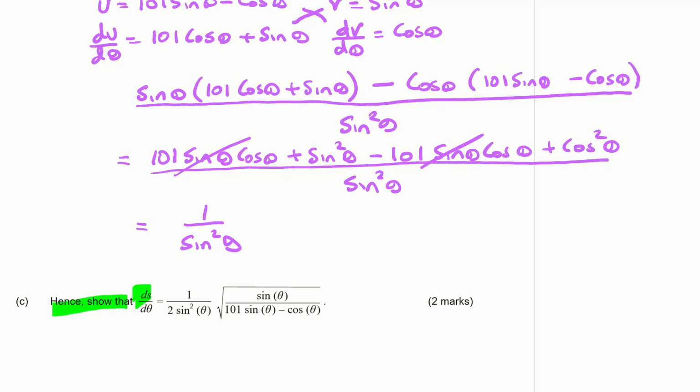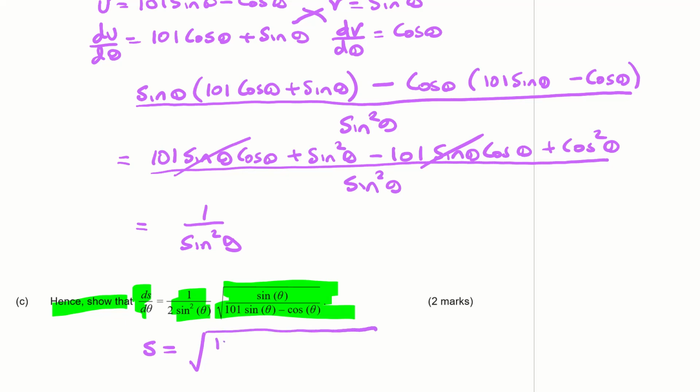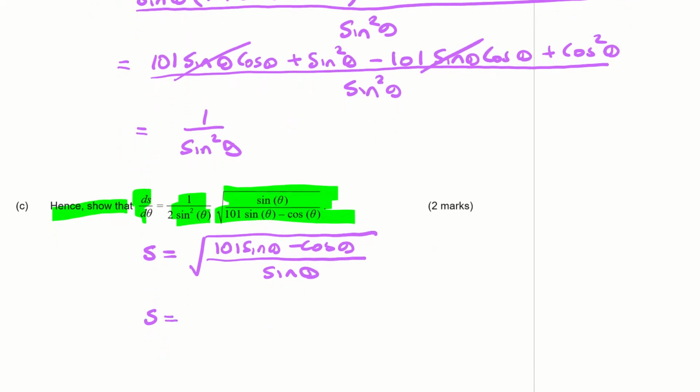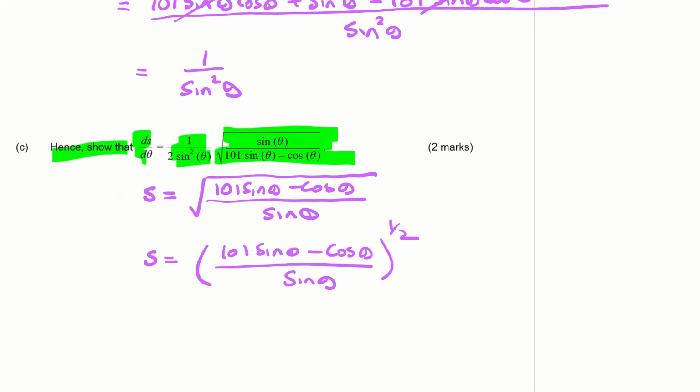Hence show that ds d theta is 1 over 2 sine squared theta times the square root of sine theta over (101 sine theta minus cos theta). Now let's remember that the s was the square root of (101 sine theta minus cos theta) over sine theta, which we could write as ((101 sine theta minus cos theta) over sine theta) to the power a half.